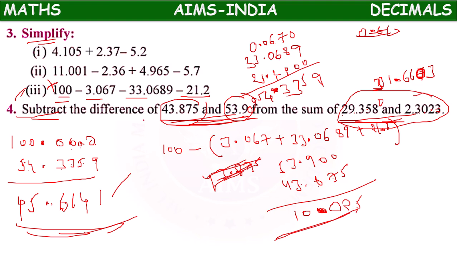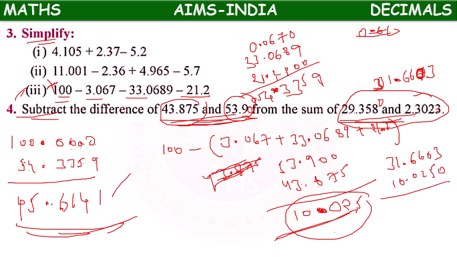So subtract the difference of this. This is the difference of these two. We have to subtract this from the sum of this, from the sum of 31.6603. We have to remove the difference of 10.025. We can keep 1 0.